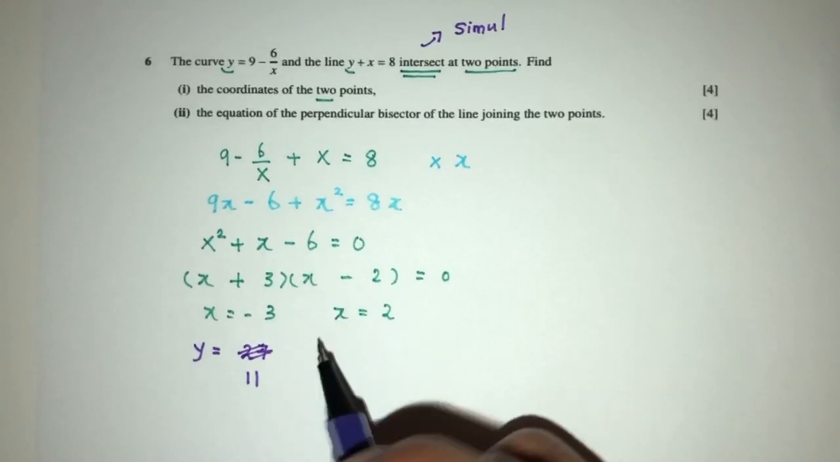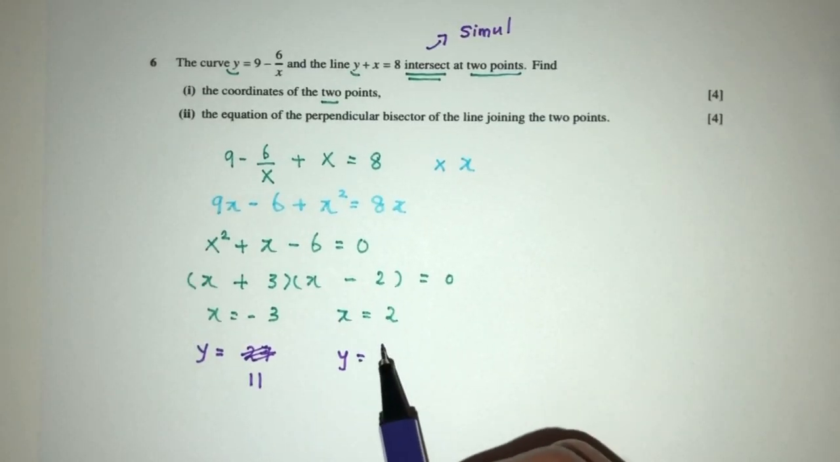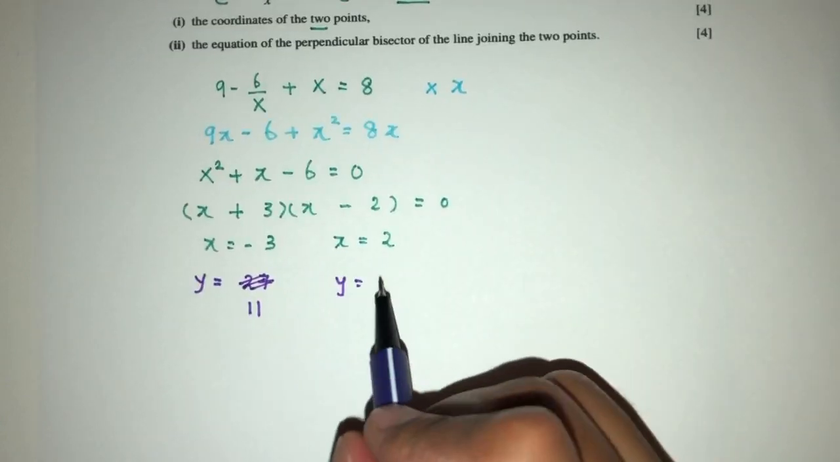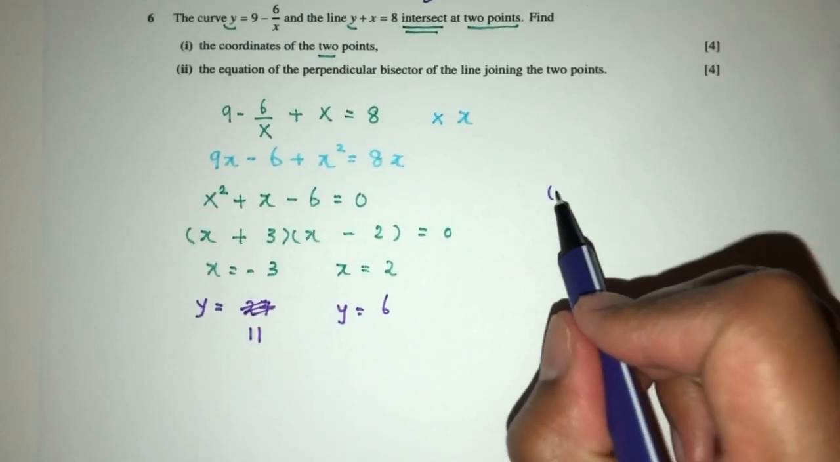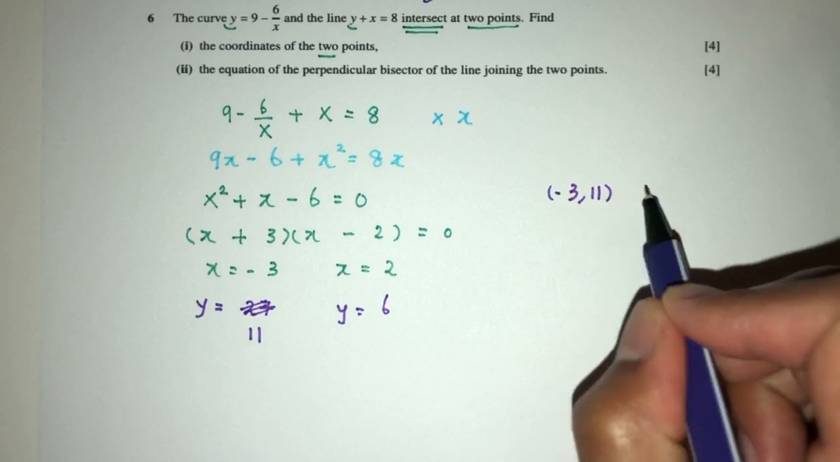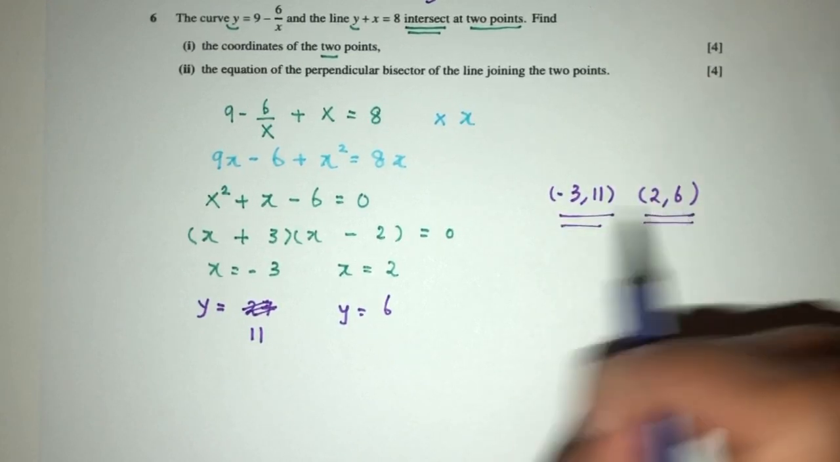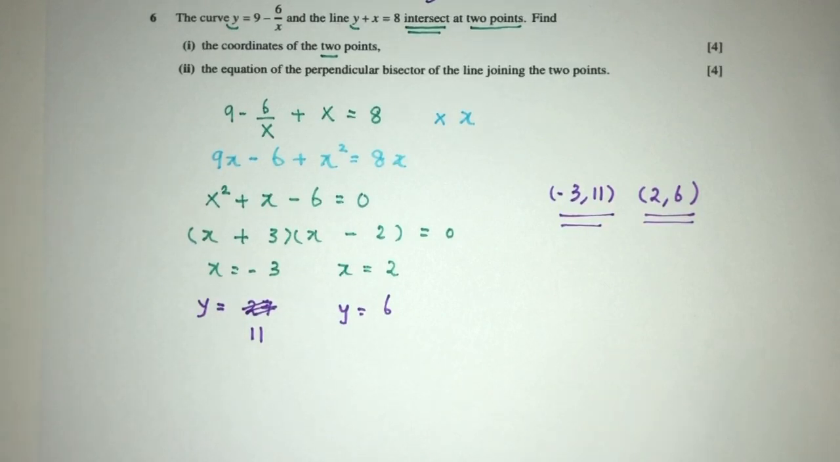Now for this one, y will be 9 - 6 over 2. That should be 9 - 3, that should be 6. So the points will be, first one is (-3, 11), and then we have (2, 6). So these two are the points of intersection. That is part 1 of your question.